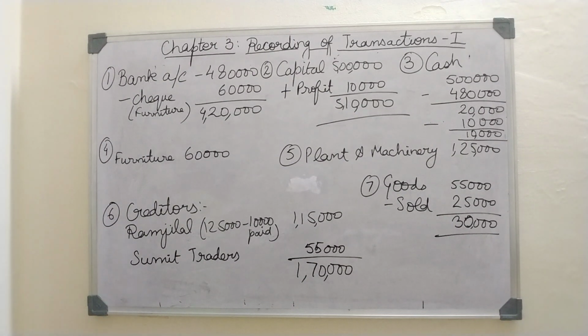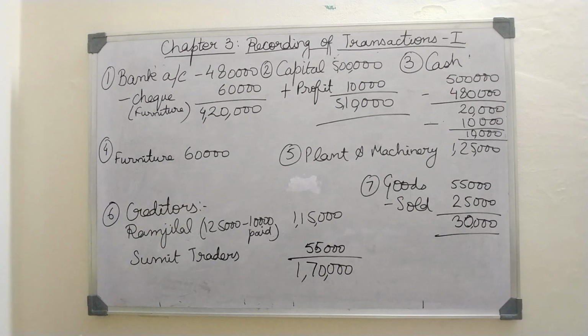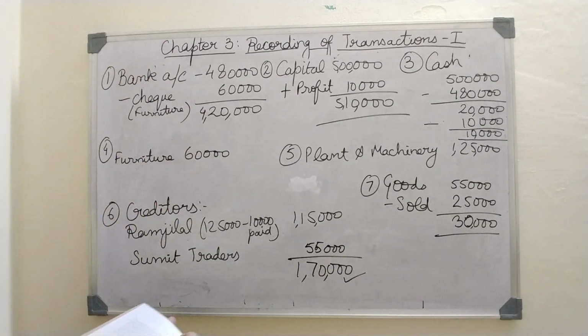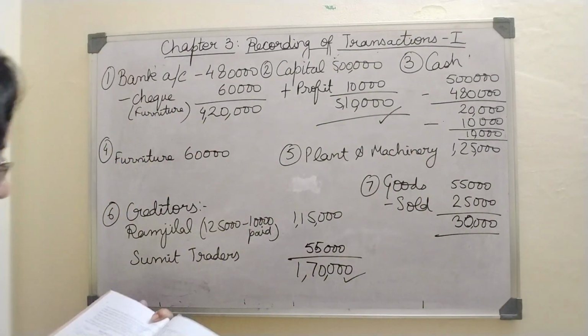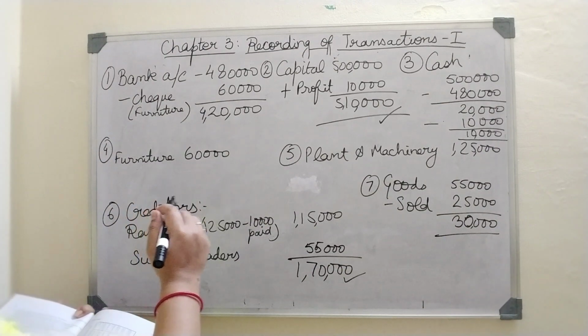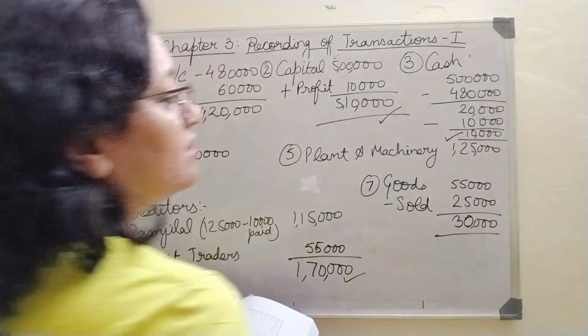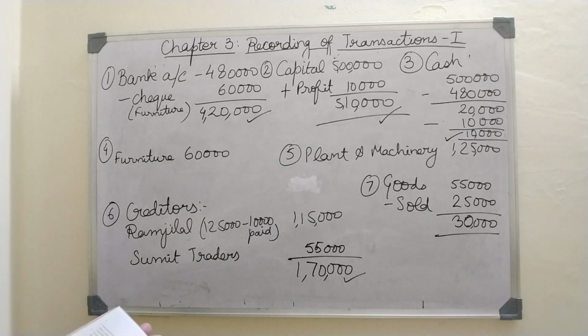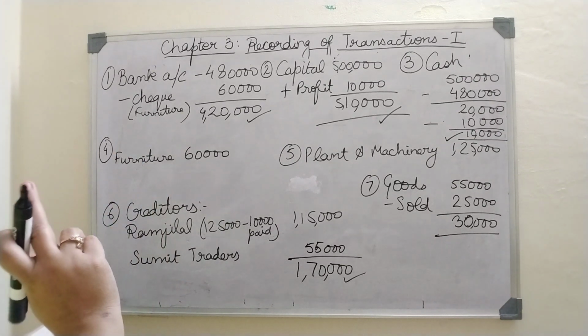Now you all can see in your book how the balance sheet is prepared. On liabilities side you can see creditors as 1,70,000, capital as 5,10,000, then cash, which what is the balance of the cash left with you? Yes, cash is 10,000. Then bank is left with 4,20,000. Then debtors are equal to 35,000. Where did I write debtors?